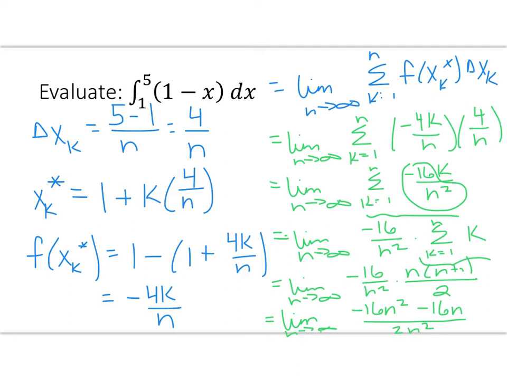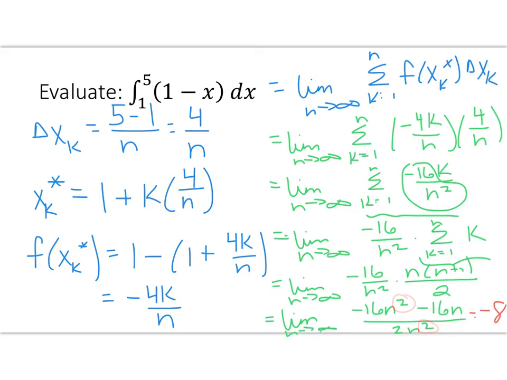We know as n goes to infinity, because the exponents are the same in the numerator and denominator, I can use my rule that says if the exponents are the same, the limit is equal to the ratio of the coefficients. So this is just equal to negative 8.